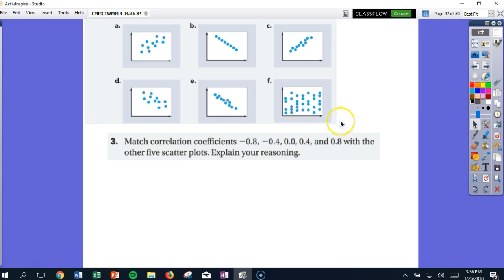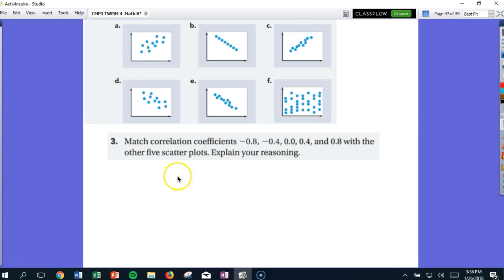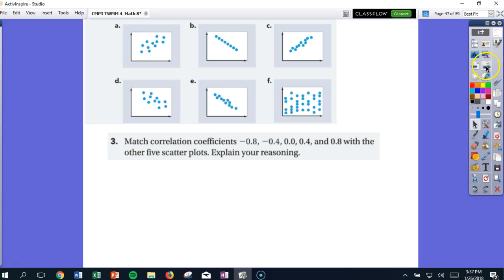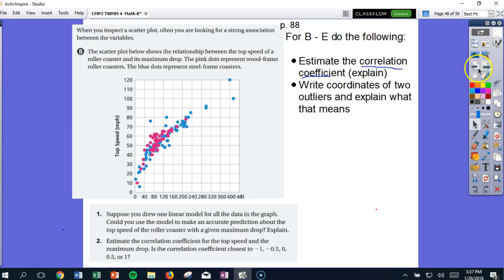And then again, we have the same 6 graphs here. It says match correlation coefficients -0.8, -0.4, 0, +0.4, and +0.8 with the other 5 scatter plots. We picked one in number 2, used the other 5 to match up with these different correlation coefficient values.